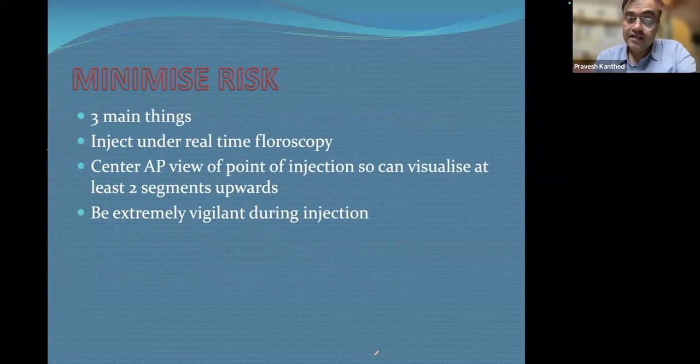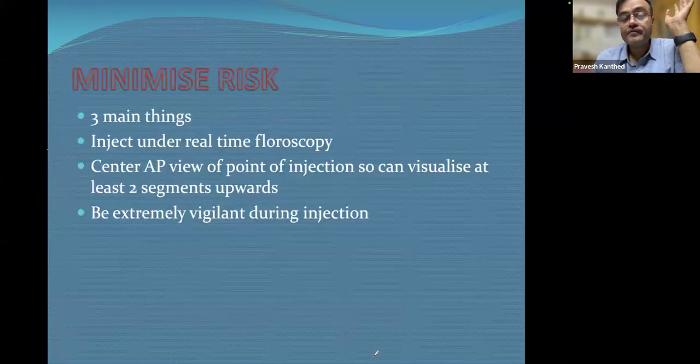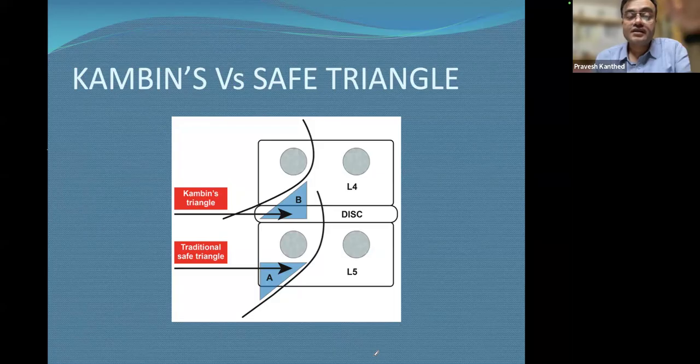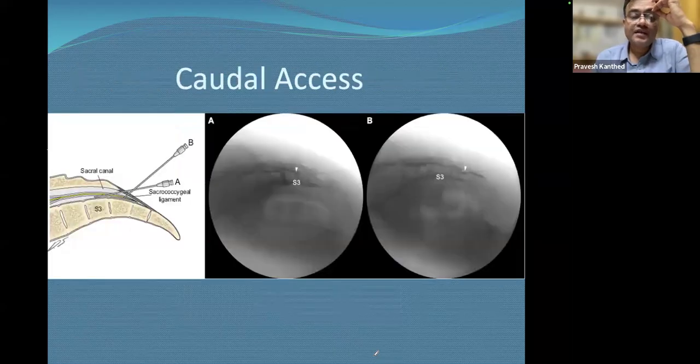Three main things: inject under live fluoroscopy, center the AP view to the point of injection so that you can visualize at least 2 segments upwards, and be extremely vigilant during the injection. So again, it's the same slide.